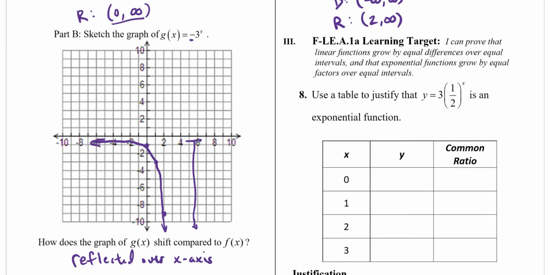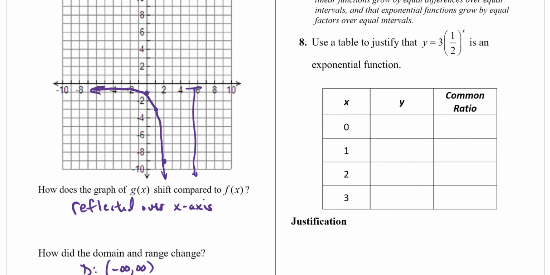All right, number 8, use the table to justify 3(1/2)^x is an exponential function. Well, I'm just going to plug these x values into my function, get some outputs. So if I plug in a 0, I get 3. You can use the calculator for this. Or we can also look at it, this is an exponential, so that's my initial value right here. This is my ratio, so I'm multiplying by 1/2. So half of 3 is 1.5. Half of 1.5 is 0.75. Half of 0.75 is 0.375. And my common ratio each time is 1/2.